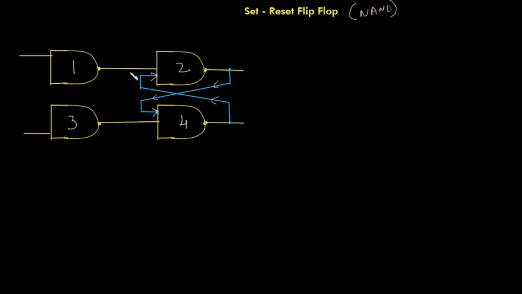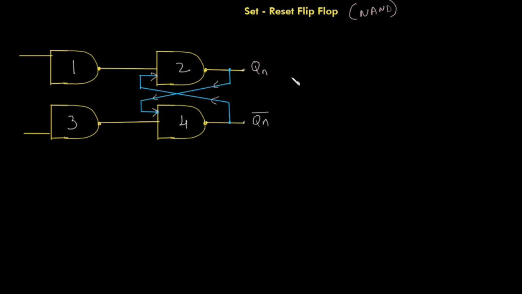In this, Qn will be the present state of the flip-flop. The present state can be anything, it can carry anything. This is the present state coming out of NAND gate number 2, and from NAND gate number 4 you have the complement of the present state. Whatever is there in the present state, there will be a complement of this. If it is 0, the complement will be 1.